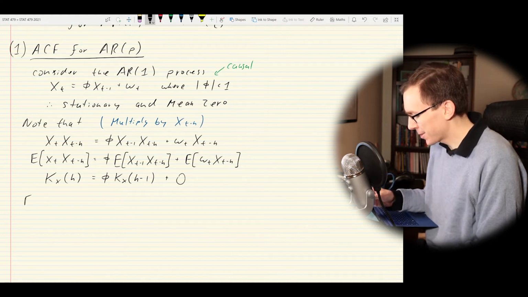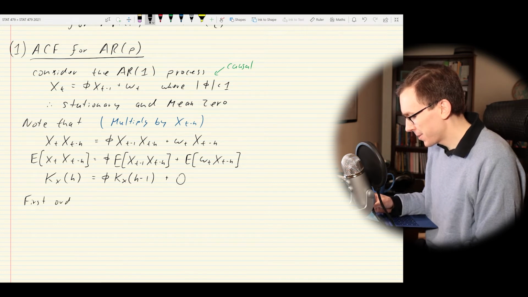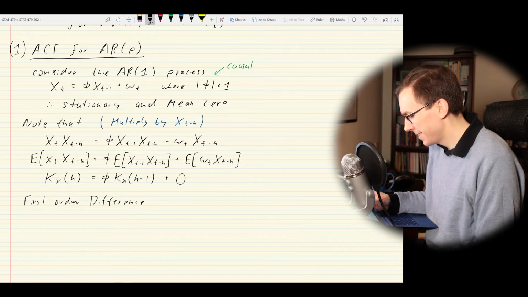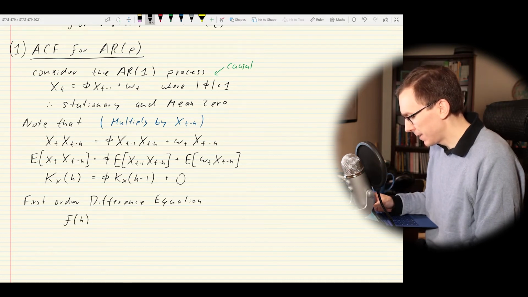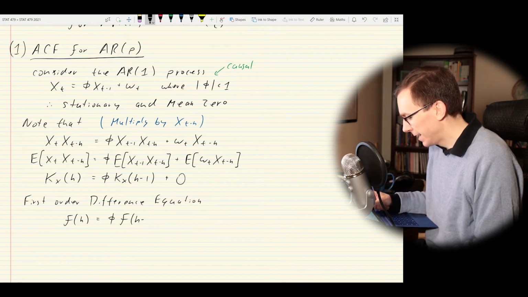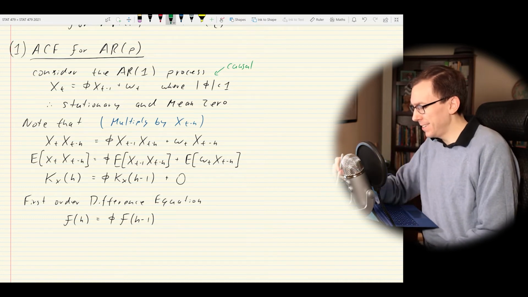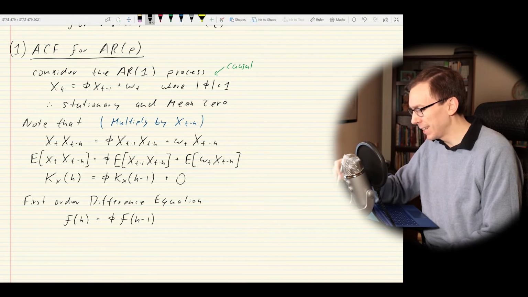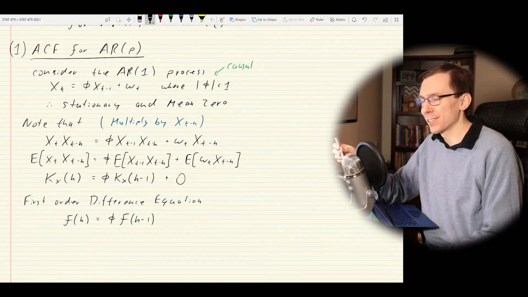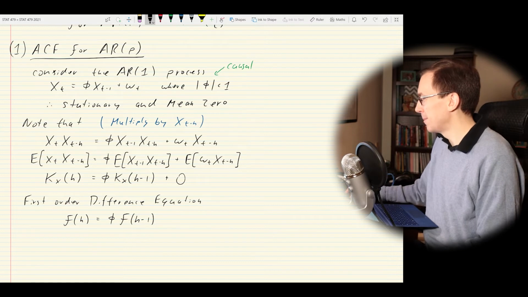Regardless, we get this nice expression here, and we actually have what's called a first order difference equation. The first order difference equation looks something like f of h, where f is just some function, is equal to phi f of h minus 1. When you see a first order difference, it feels a little bit like a derivative or a differential equation, but it's a little bit different.